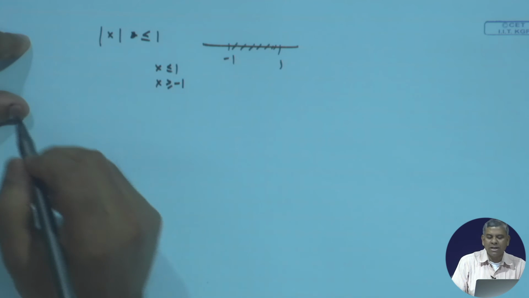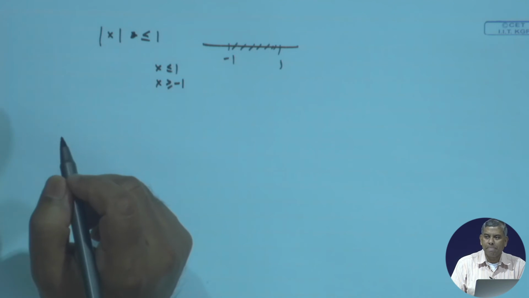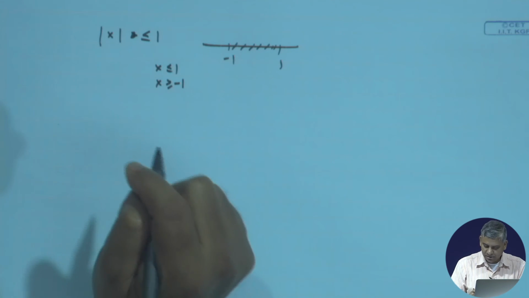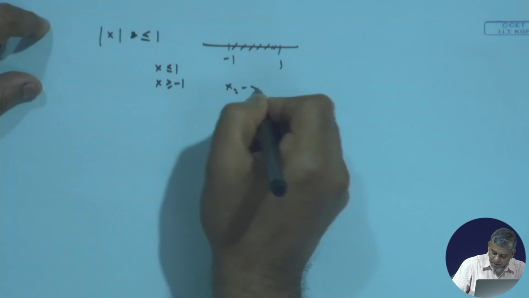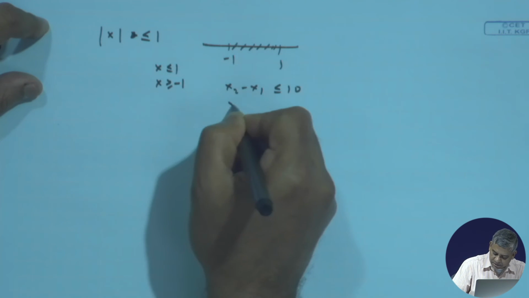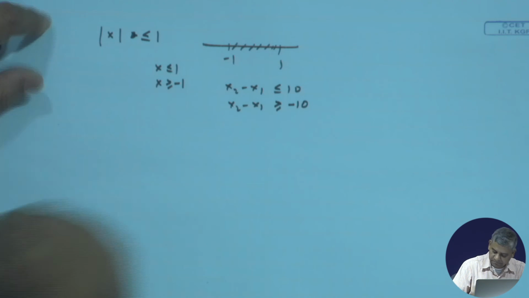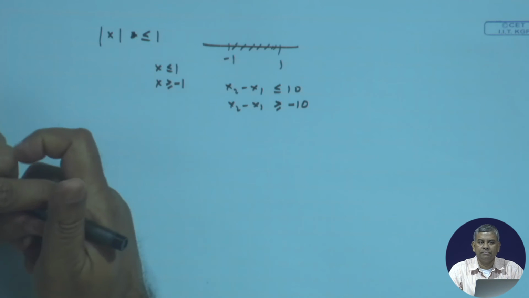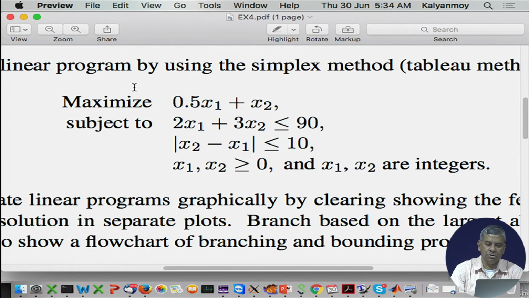So now you have mod x2 minus x1 less than or equal to 10. What are the two constraints? x2 minus x1 is less than or equal to 10, and x2 minus x1 is greater than or equal to -10. Is that okay? So replace that constraint with these two constraints. So the second constraint will be replaced by two constraints. So there are three constraints in the problem.